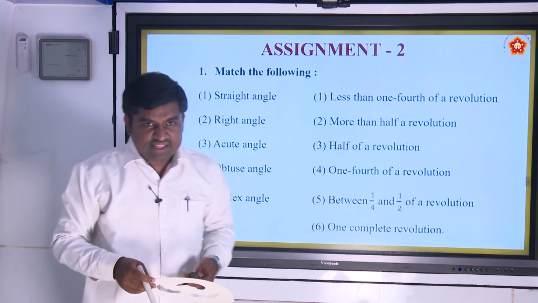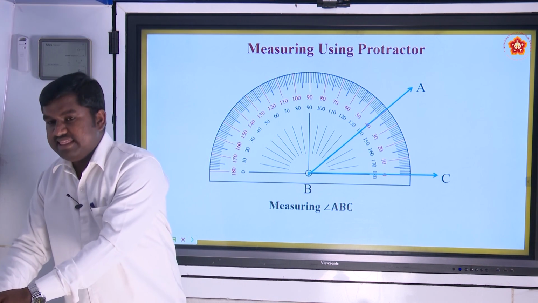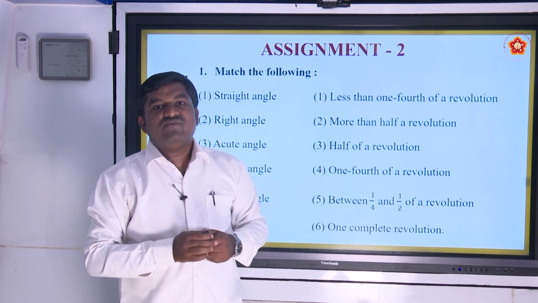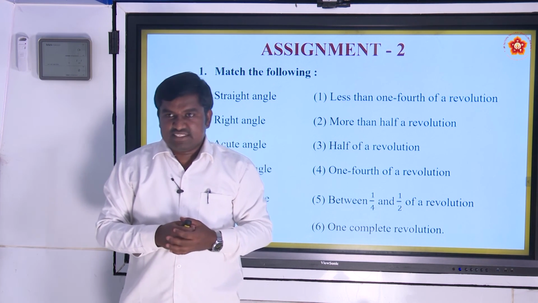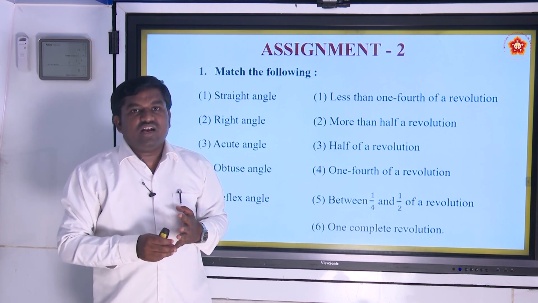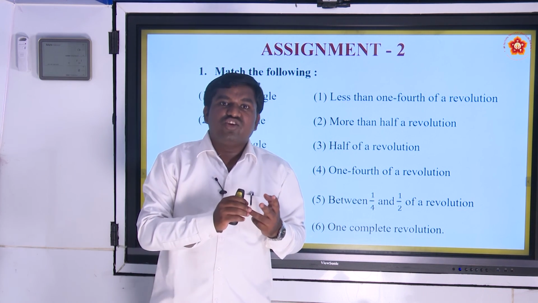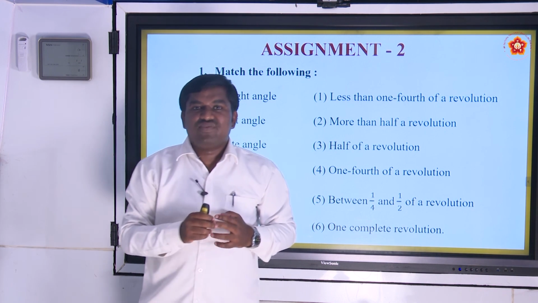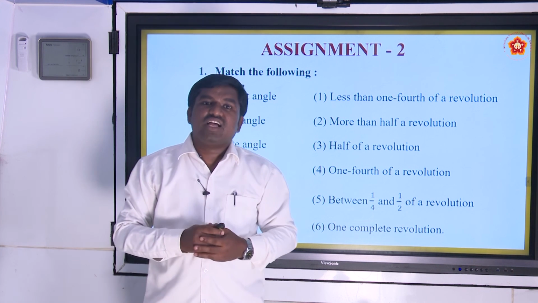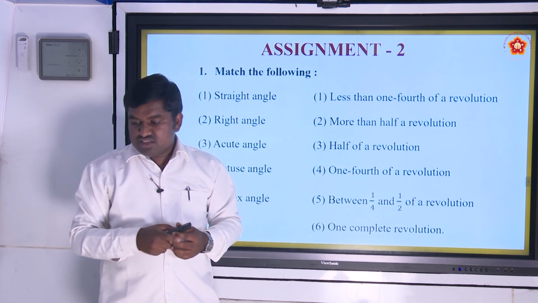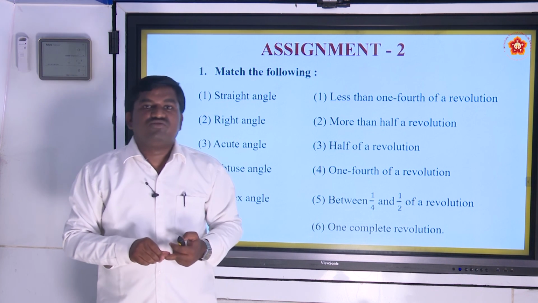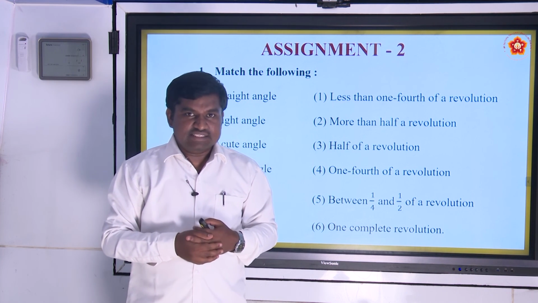With this we conclude this part. In this part, what we learned? We learned about angles based on straight angle and right angle. We learned obtuse angle, acute angle and reflex angle. Then how to measure the angle. Next, we used the device called a protractor to measure the angles.